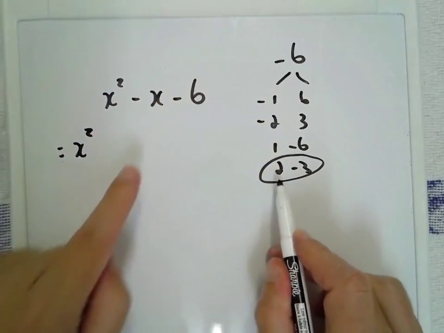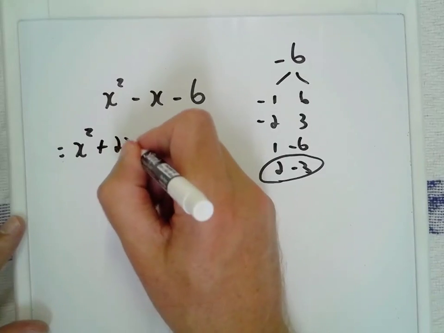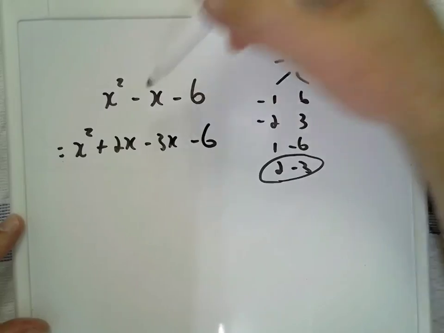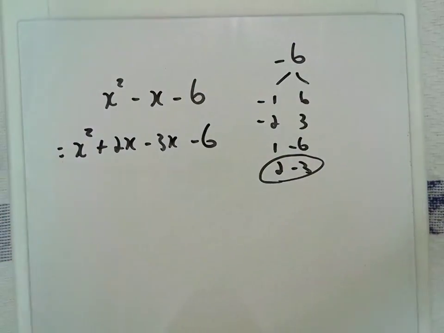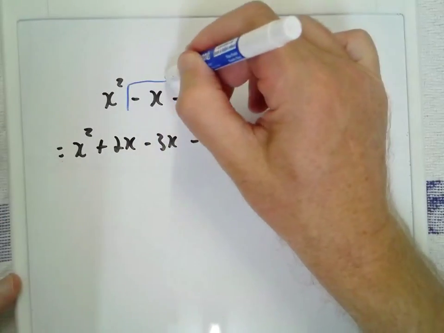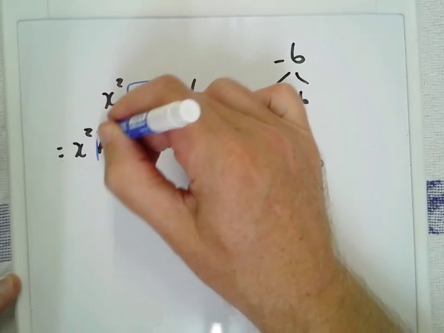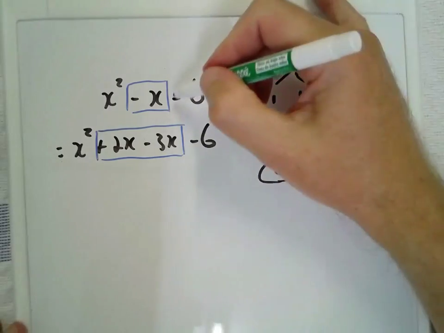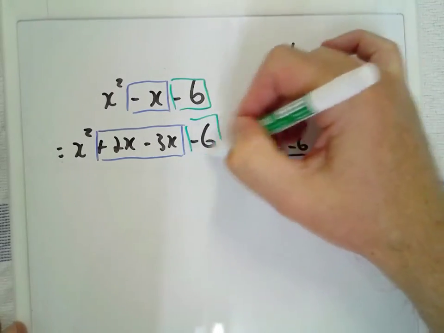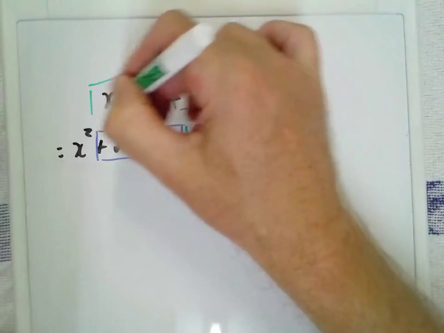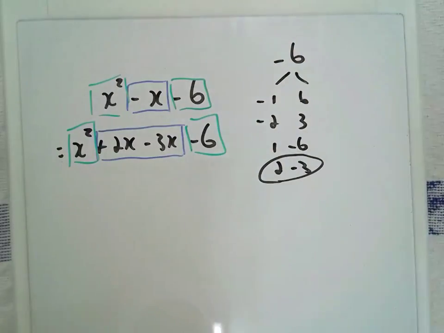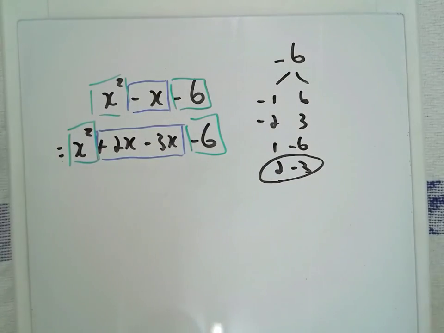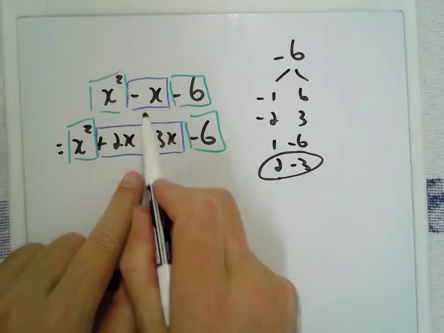So we're going to start with that pair. X squared. We are going to add 2x and subtract 3x. And we are going to replace that minus x with plus 2x minus 3x. You can see that our negative 6 is still there, and our positive x squared is still there. So technically I haven't changed anything because 2x minus 3x is still minus x. Okay, that's what we need that for, is to tell us how to split that up.